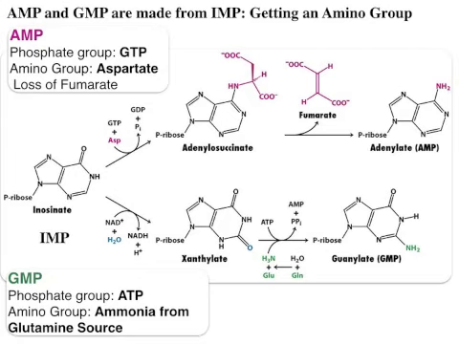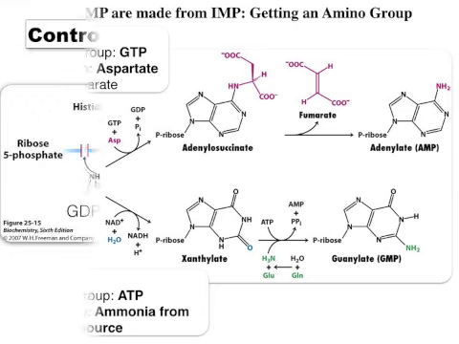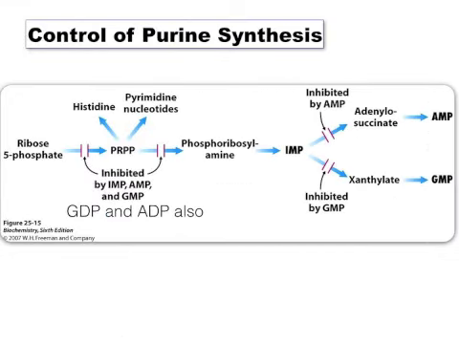And so for these syntheses, you need to know what the common intermediate is, you need to know what the final products are, you need to know what the phosphate donor is, and what the amino donor is for each of these synthetic branches. Now the overall control of purine synthesis has 4 distinct points of regulation. Each of these is inhibited by downstream products.